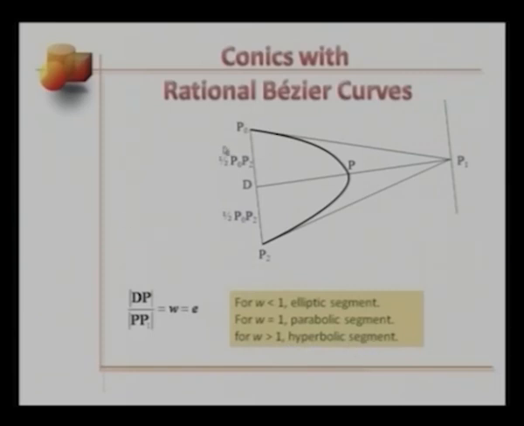In a sense, all one would need to do is specify P sub 0, P sub 1 and P sub 2 arbitrarily and set different values of W to get different conic sections.